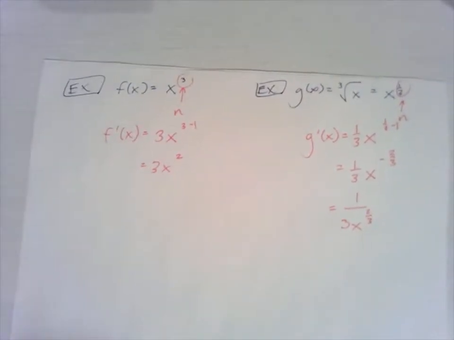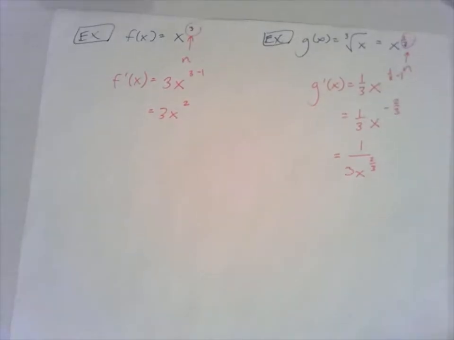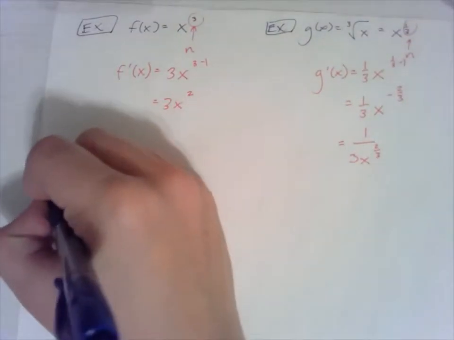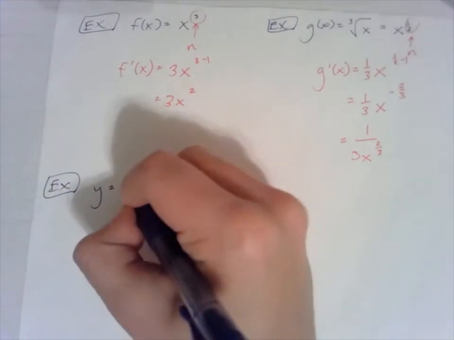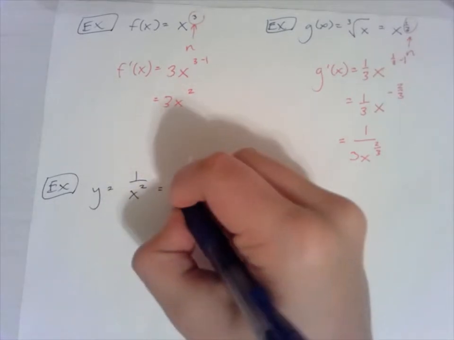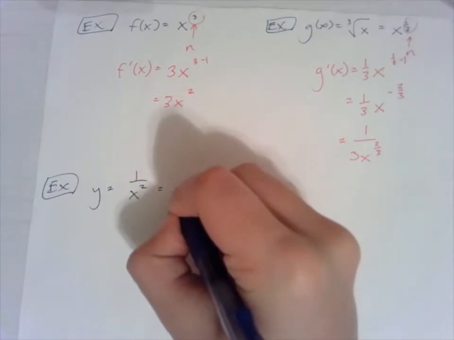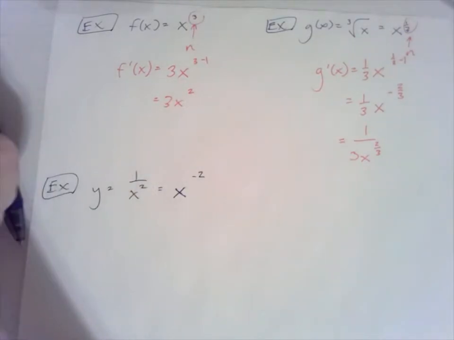If we do another one of these, yeah, we can see, okay, alright. So if we have y equals 1 over x squared. Well, again, we're going to change this and make sure we're using an exponent so it looks a little bit easier. 1 over x squared is x to the negative 2.